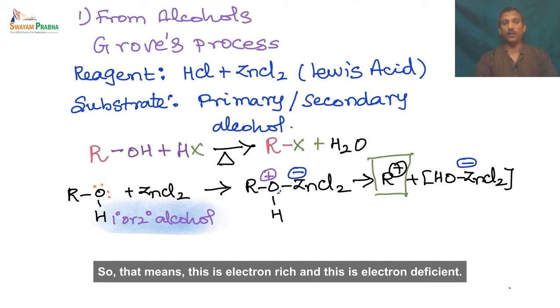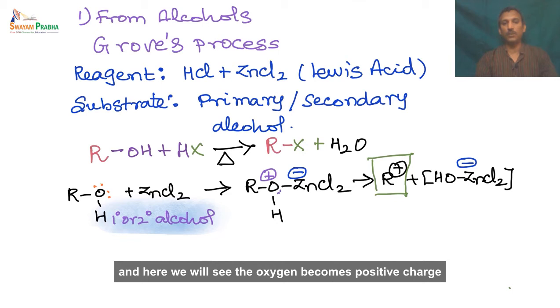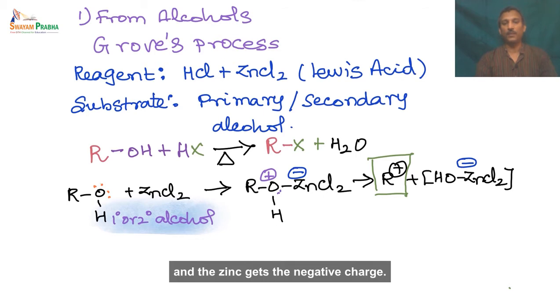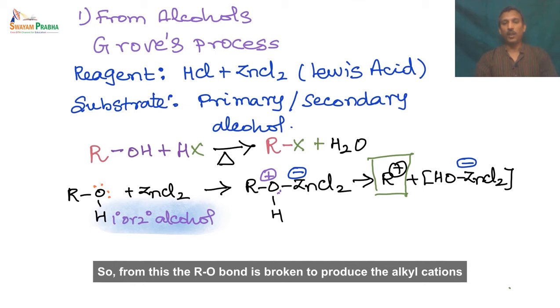So that means this is electron rich and this is electron deficient. So the oxygen's lone pair is donated to the zinc, and here we will see the oxygen becomes positively charged because of the donation of the electron towards zinc, and the zinc gets the negative charge. So from this the R-O bond is broken to produce the alkyl cation or the carbocation, and the hydroxy group is attached to the zinc chloride, and this reaction is mainly applicable for primary or secondary alcohols.